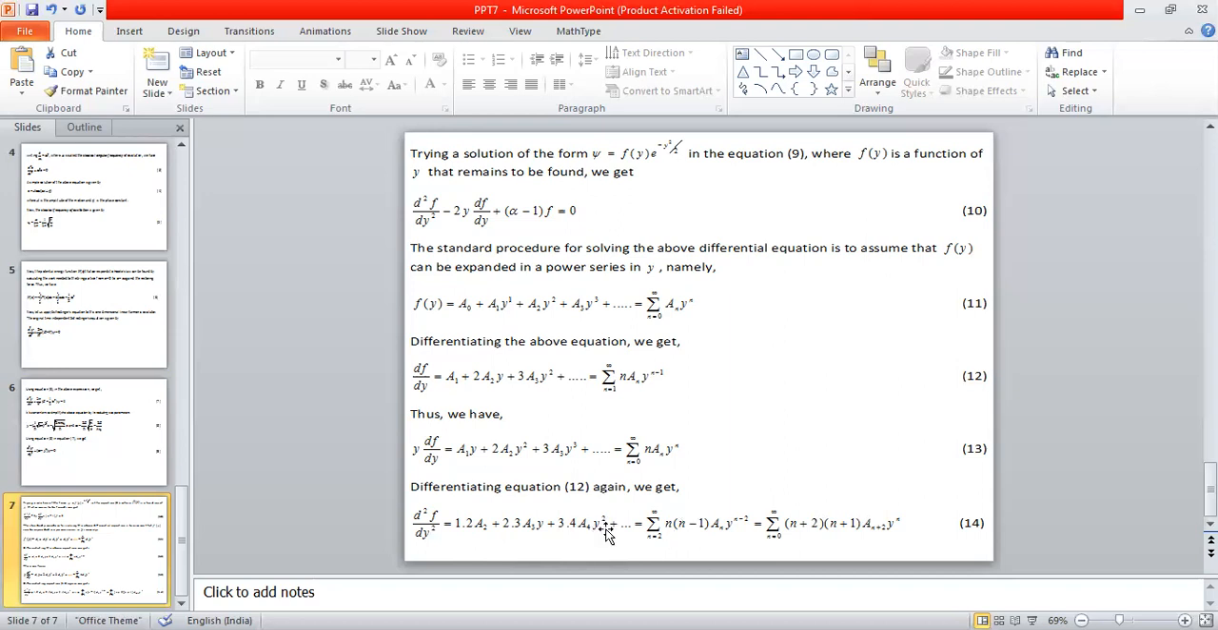This whole summation can be written again in terms of summation index as n running from 2 to infinity n into n minus 1 an y to the power of n minus 2. Here we are starting with n equal to 2, but we need to change it to start from n equal to 0. If we do this change, then this whole equation can be written as n plus 2 into n plus 1 a of n plus 2 y to the power of n. So this is equation 14.